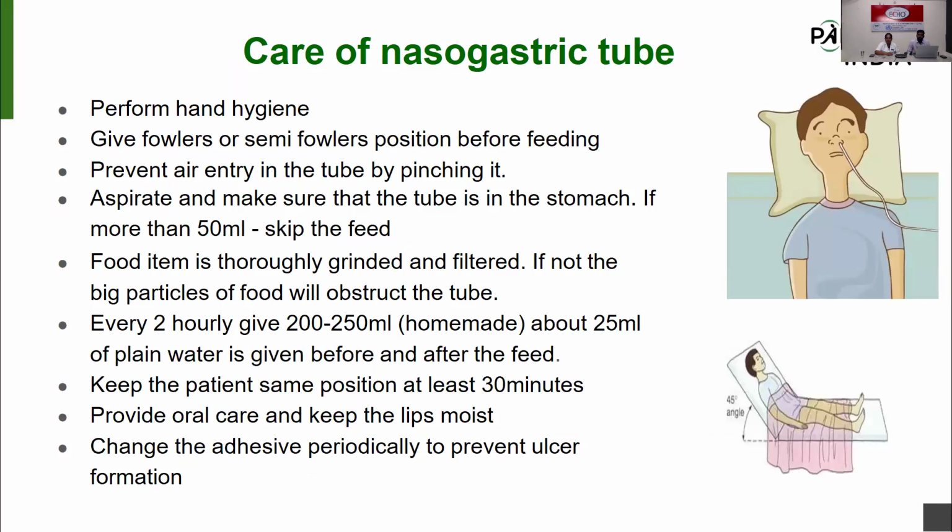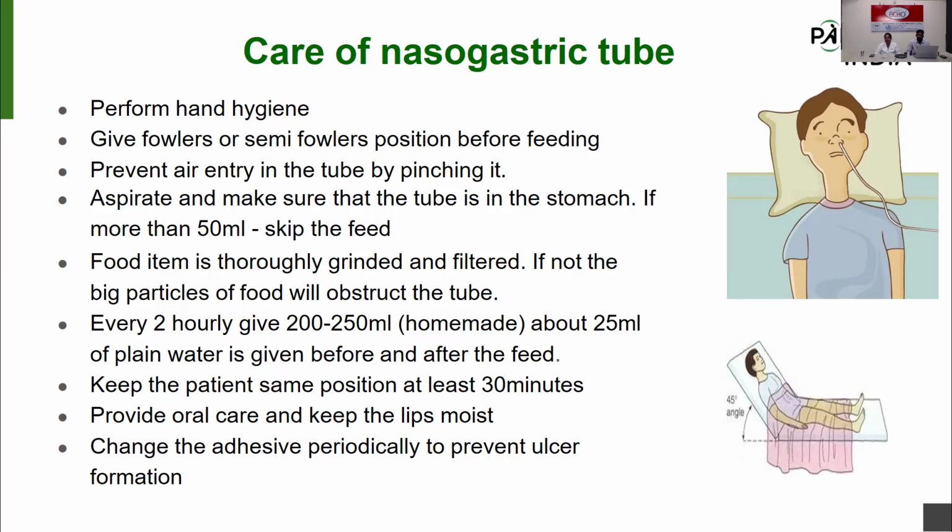Whenever we are caring for a patient with a nasogastric tube, we have to perform hand hygiene. We also have to give a Fowler's or semi-Fowler's position before feeding. We have to prevent air entry into the tube by pinching it. Aspirate and make sure the tube is in the stomach before you are feeding. And if more than 50 ml, then skip the feed, right?